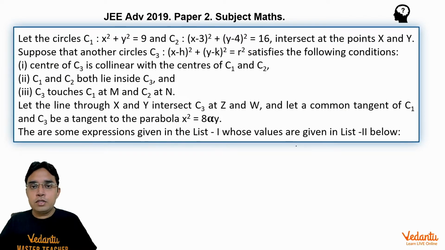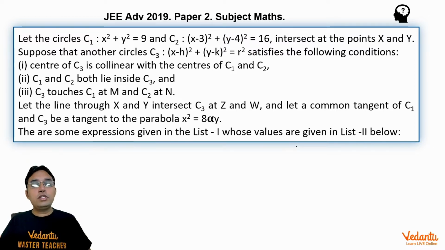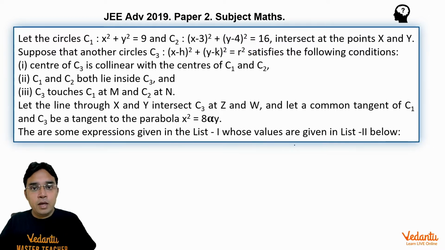I am presenting you the solutions of JEE Advanced 2019. This is a question of matrix match type from paper 2. This question is from the topic circles, and also includes the concepts of straight line, parabola, common tangent and many more. Let us see what this question is.